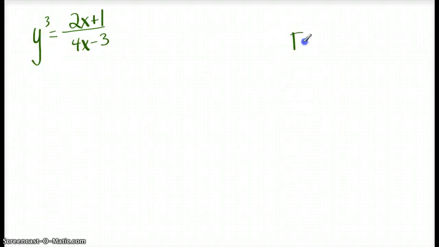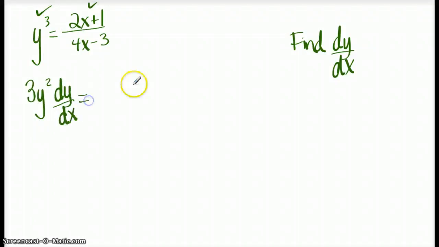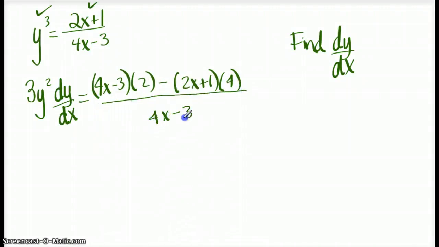So if I say find dy/dx, I am going to have to use the quotient rule eventually, but I take the derivative of each piece, right? What's the derivative of this one? 3y squared dy/dx equals low d high: low, 4x minus 3, d high, 2, minus high, 2x plus 1, d low, 4, over 4x minus 3 squared. Who has questions?